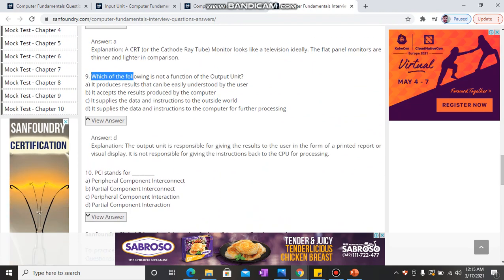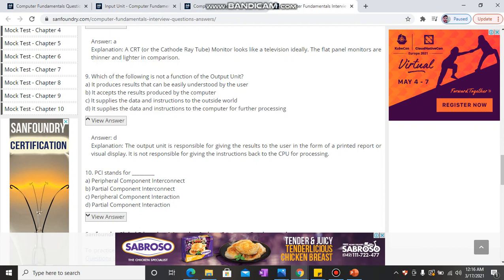Okay, we have another question. Which of the following is not a function of output? It produces results that can be easily understood by the user. No. It accepts the results produced by the computer. No. It supplies the data and instructions to the outside world. No. But the answer is: it supplies the data and instructions to the computer for further processing.